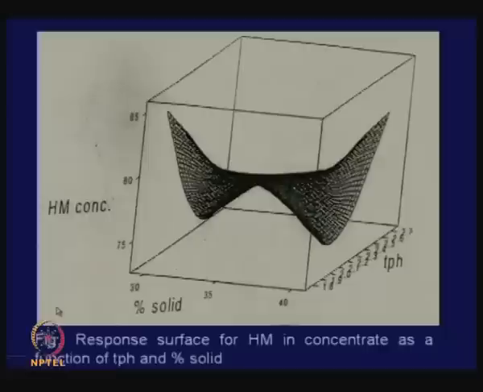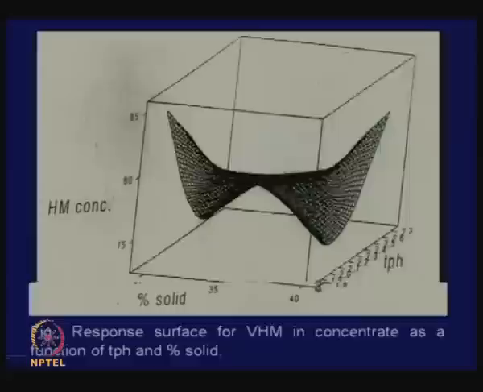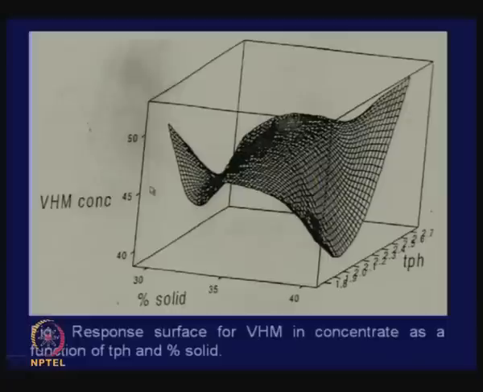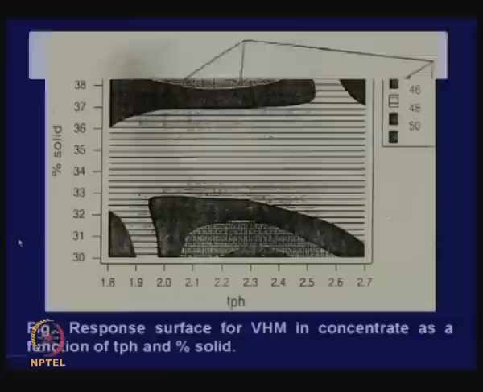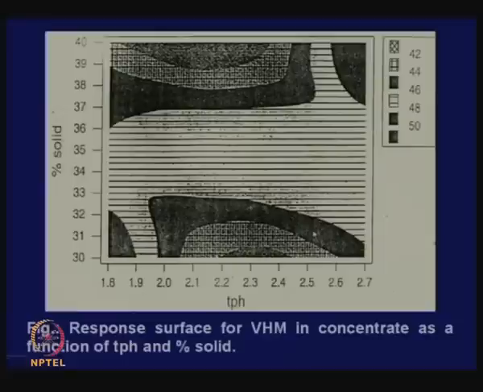Well, this can be done, put in terms of the computer can also print them, for heavy metal, in this case for heavy mineral, it can be for very heavy minerals altogether or single minerals. We can plot heavy mineral in the concentrate as a function of percentage solid and tonnage per hour. We did something like that for very heavy minerals also. And then the computer gives a software also that for any particular concentration, if you want this much of concentration in the product, you can cut it through this, you can get a horizontal surface that for different concentrations of very heavy mineral 42, 44, 46, 48, 50, there are different combinations of solids and tonnage per hour that will give you that.